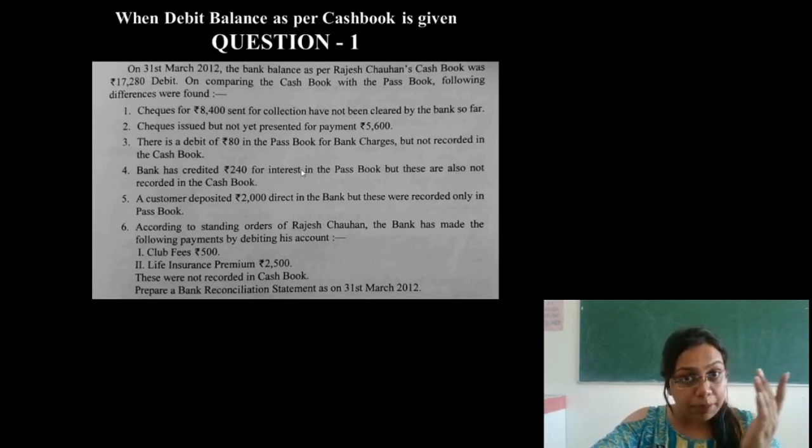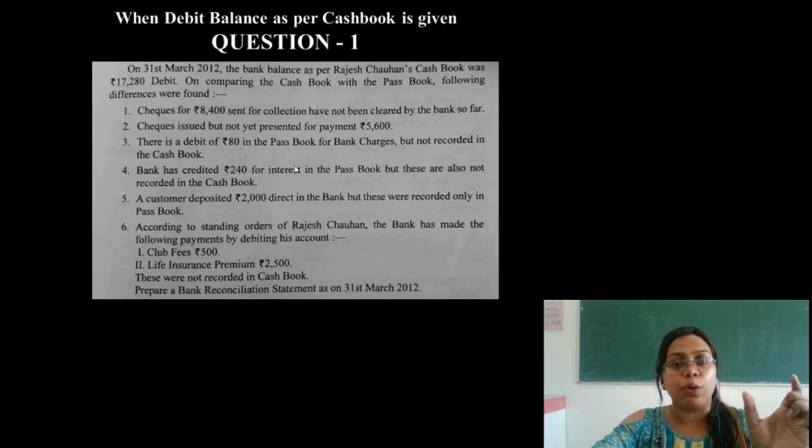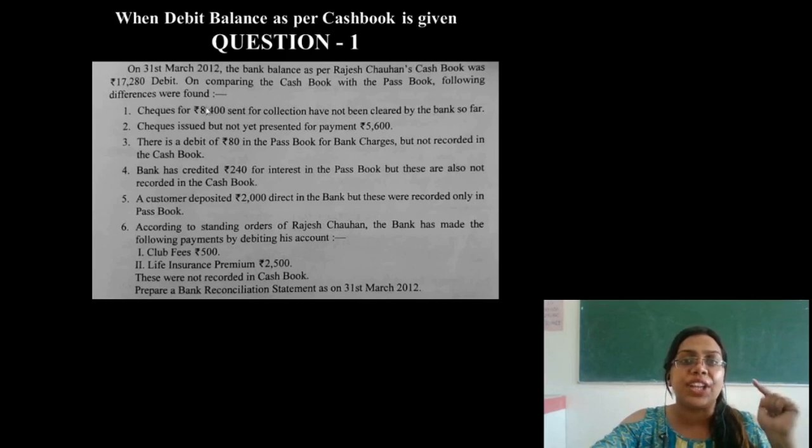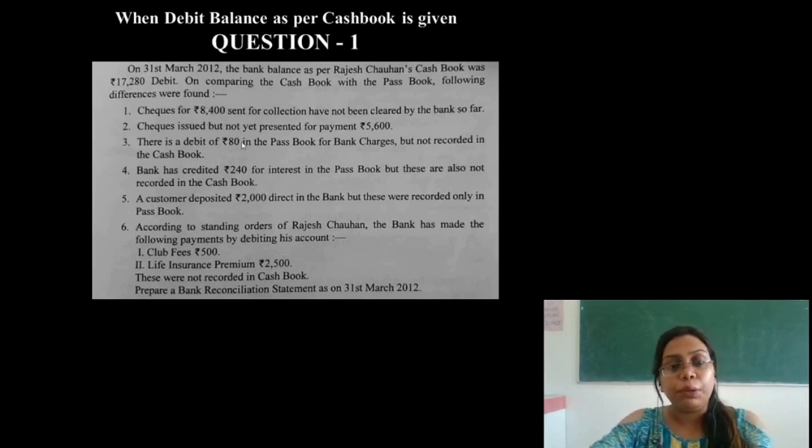So what does this statement mean? This means that I, being a firm, have sent the cheque for collection to the bank, but that cheque has not been cleared by the bank. I have already written it in my cash book, and I have already increased the bank column of my cash book by 8,400 rupees. But actually, it has not been shown by the bank in my passbook because they have not cleared the cheque yet. So in this case, we will write 8,400. The concept is very clear.